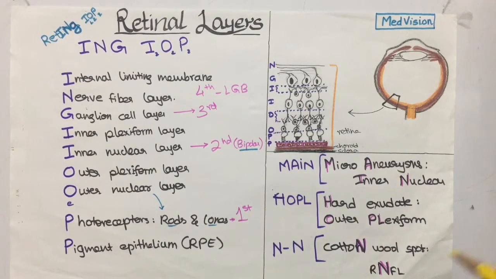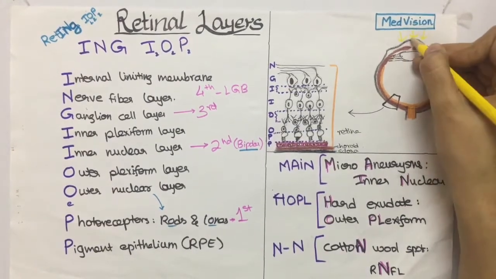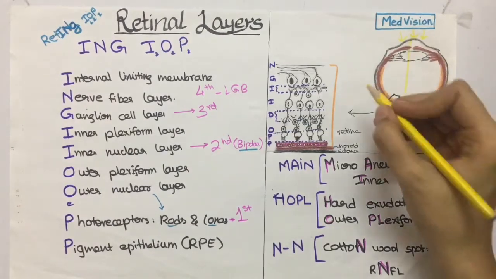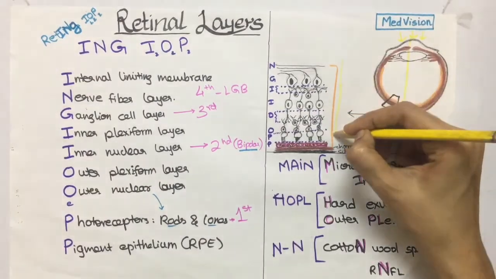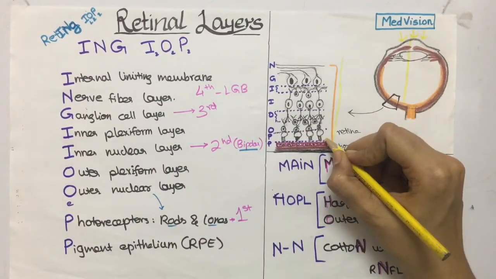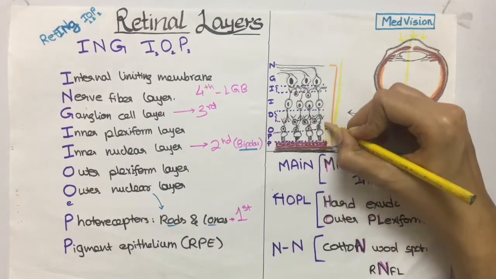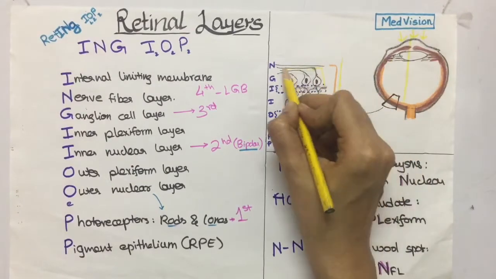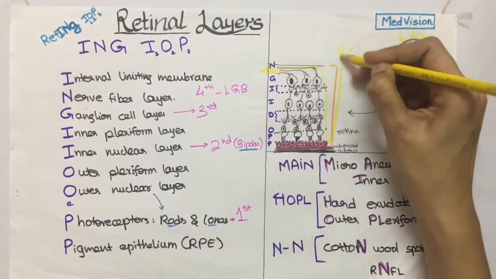Now when the light falls on the eye, it will reach the retina. When it reaches the retina, it passes through all these layers, then it comes to the retinal pigment epithelium. Because this pigment is present here, the light does not pass further and it is reflected. It is reflected and it then passes through this nerve fiber layer in this direction. So this is how the light travels.